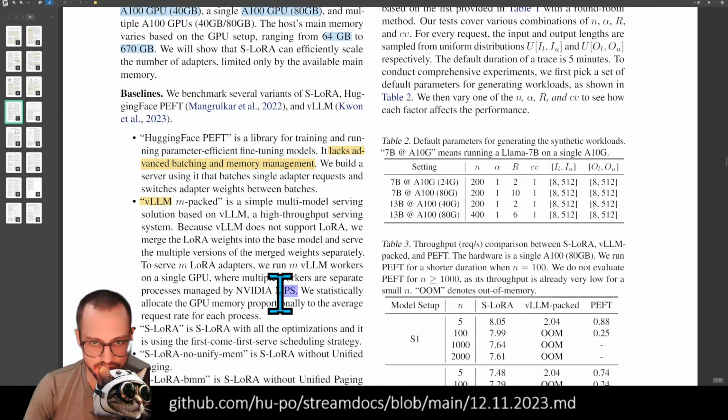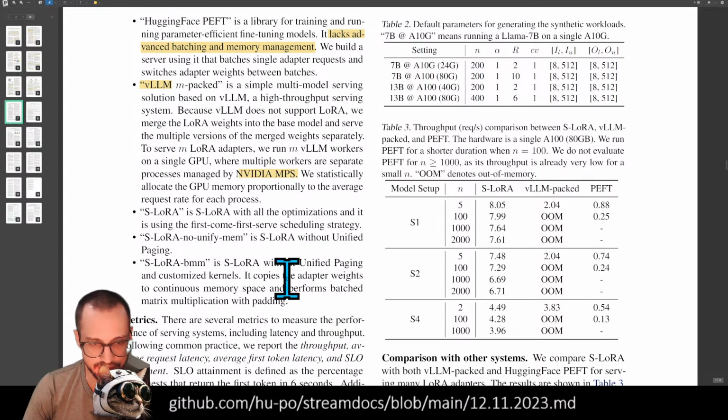I didn't realize you could do that. Damn. You can literally run multiple workers on a single GPU. NVIDIA has their own kind of threading type of thing. It's crazy.